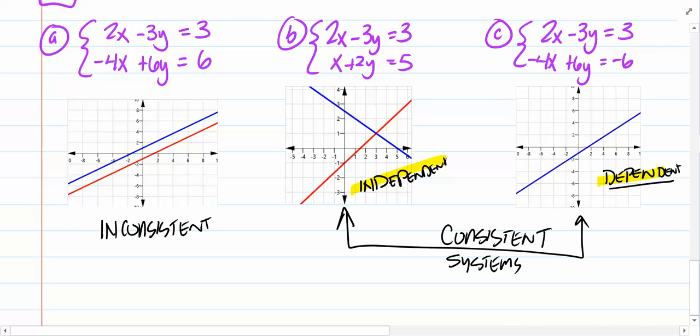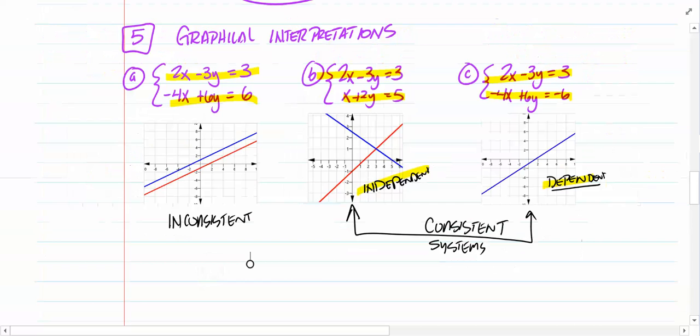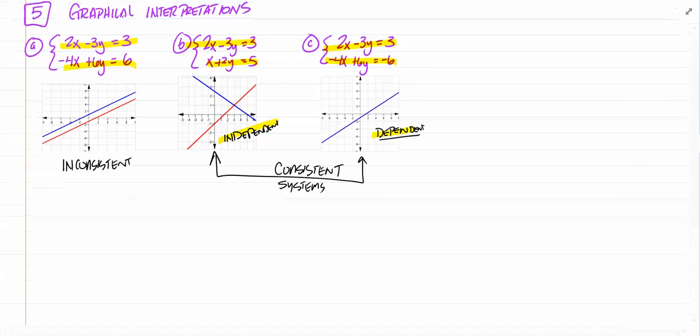Okay, now here's what I'd like you to do. In your table groups, I'd actually like you to solve these algebraically. Solve them algebraically and see what you get. Let me shrink this down a little bit so we can talk about that. So we have them solve them algebraically.